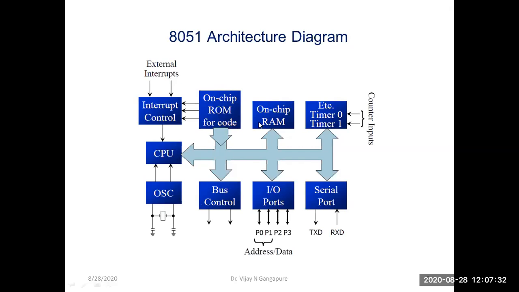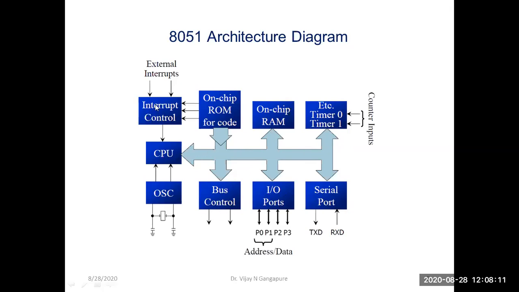Next is on-chip RAM. So CPU can write or read from this on-chip RAM, that is temporary storage memory. Means CPU can write in or it can read from. So here bus is shown bidirectional. Then timer 0 and timer 1 are interfaced with CPU. Then serial port, then IO ports, 32 IO port lines. Then bus control unit. So whatever traffic of data on the system bus, internal system bus, that is under the control of this bus control unit.